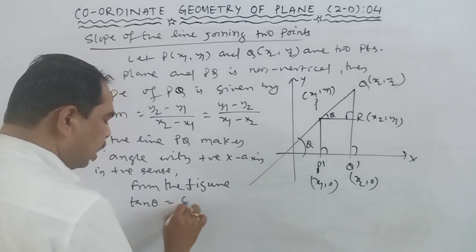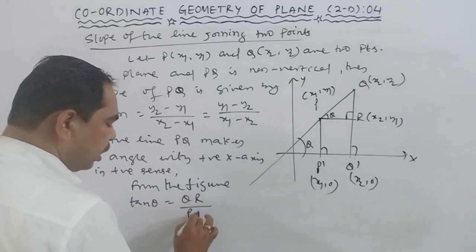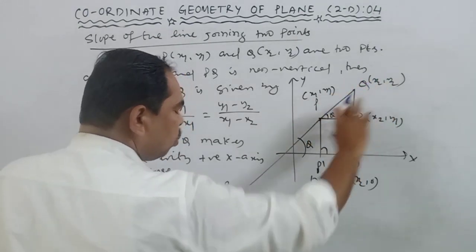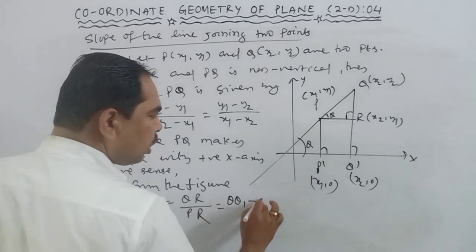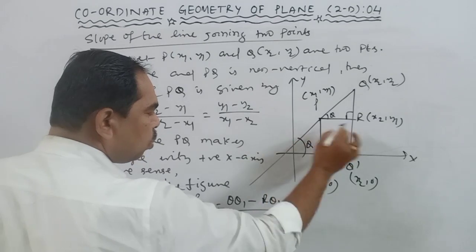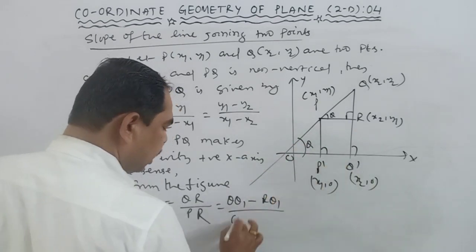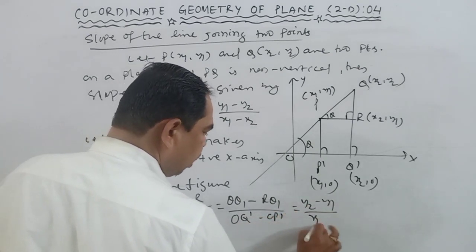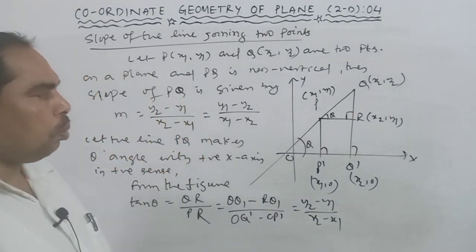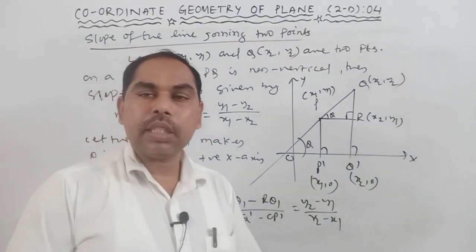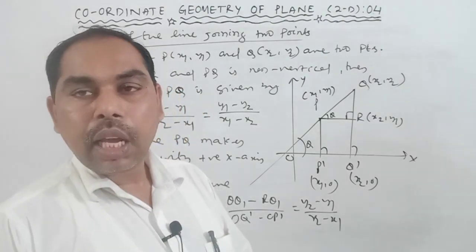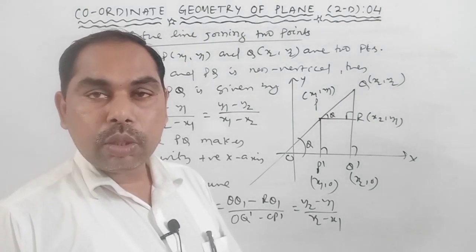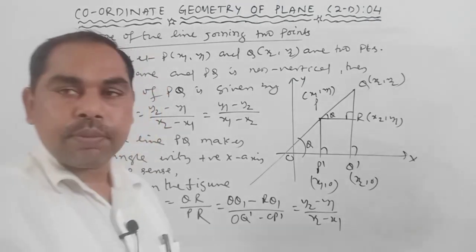tan theta is equal to QR divided by PR. So QR means QQ dash minus RQ dash, divided by PR means OQ dash minus OP dash. So this is y2 minus y1 divided by x2 minus x1. So the slope of the line joining two points means the difference between their ordinates divided by the difference between their abscissas. So y2 minus y1 divided by x2 minus x1, or y1 minus y2 divided by x1 minus x2.